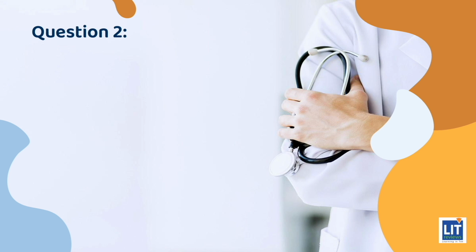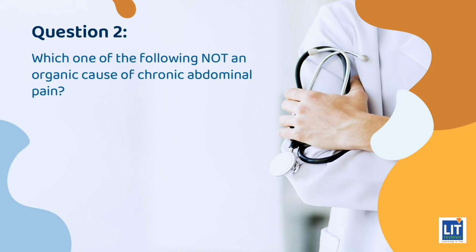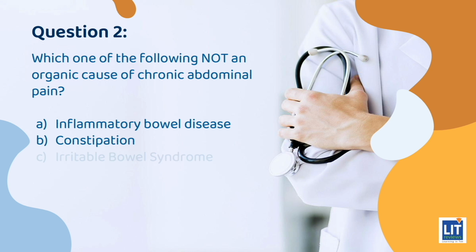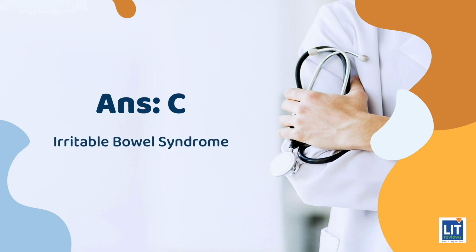Question 2. Which of the following is not an organic cause of chronic abdominal pain? Inflammatory bowel disease, constipation, irritable bowel syndrome, or malignancies? The answer is irritable bowel syndrome.